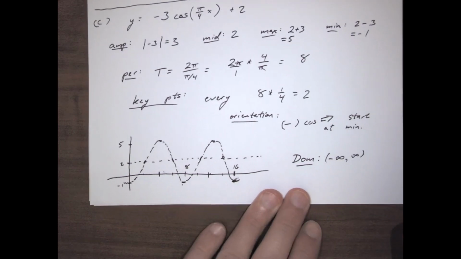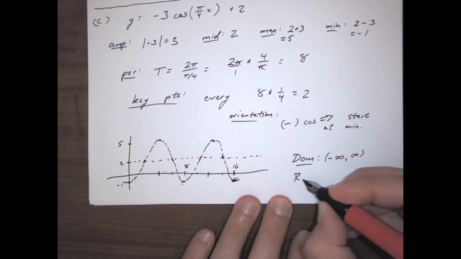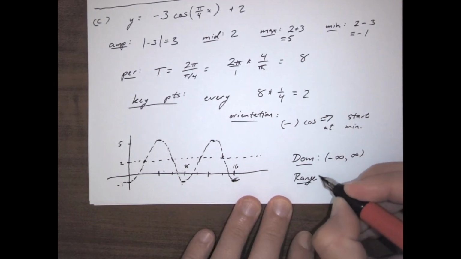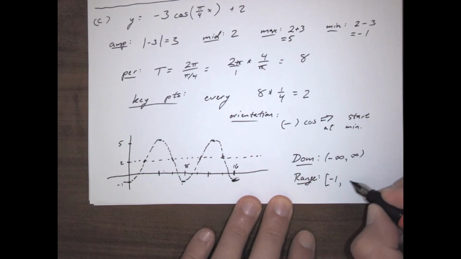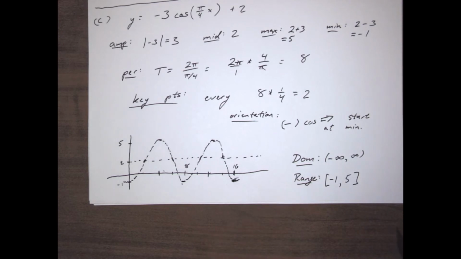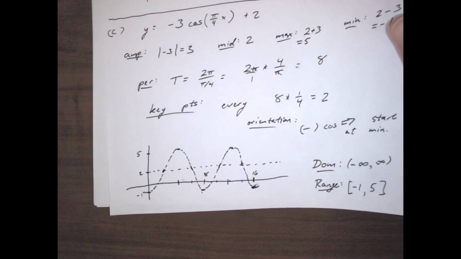It keeps going. All right, and as for the range, once again, it's a matter of going from the minimum to the maximum. So the y values bottom out at -1, and they max out at 5. Okay.